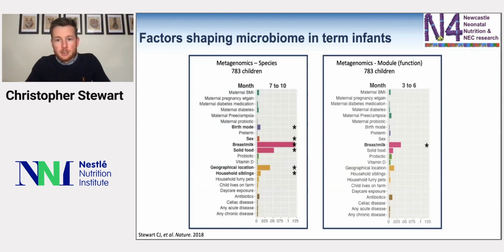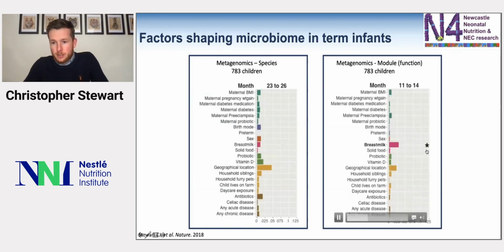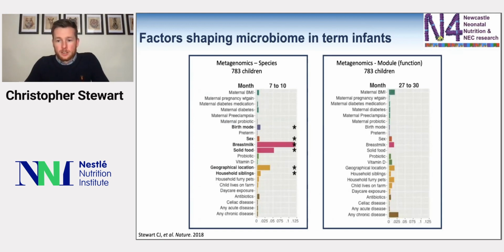So that was looking at bacterial species. When we look at bacterial function or functional capacity, we see that only breast milk was associated with the microbiome functional capacity, and again, only over the first year of life, after which breastfeeding really seldom occurred, and we no longer see that as being significantly associated.